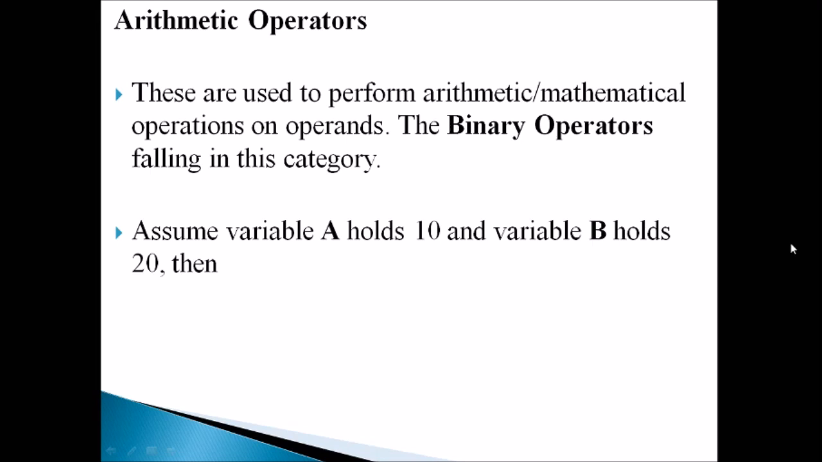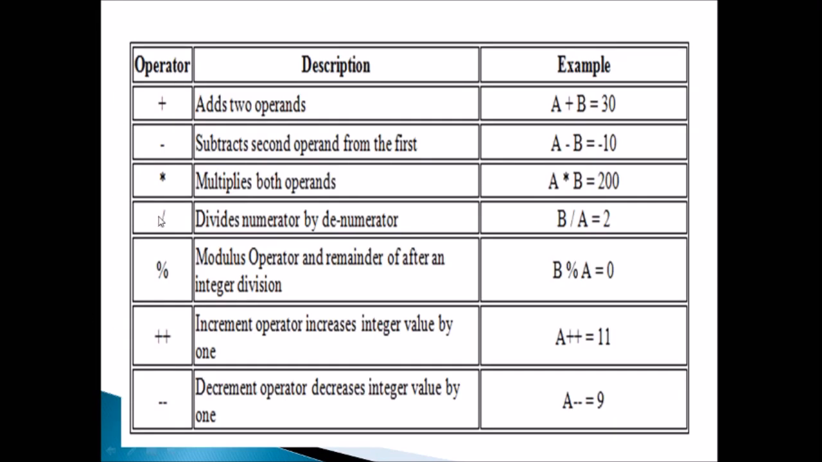Let us see the operators. Before that, you just see here we have taken two variables A and B. A holds a value 10, B holds a value 20. This is to apply in the example. So just keep in mind the values: A holds 10, B holds 20. Let us see the arithmetic operators. So these are the arithmetic operators.